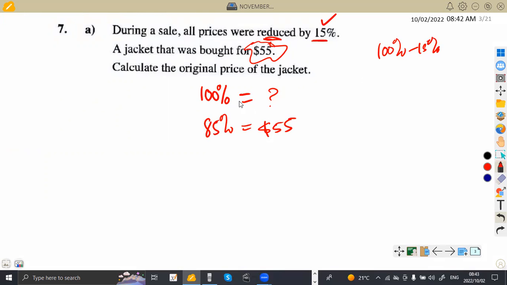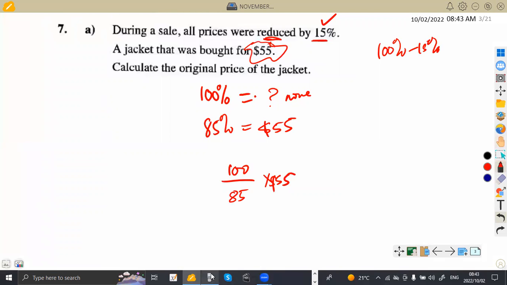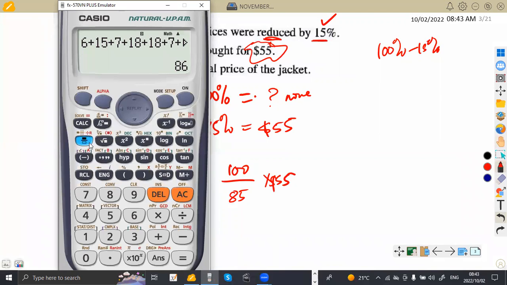So what was the original price, that is at 100%? Definitely it was costing more. So it was 100 over 85 times $55, just like that. Sorry, guys. I don't know what's happening. Okay, it's fine. 100 over 85, whatever you get here, we multiply by $55.